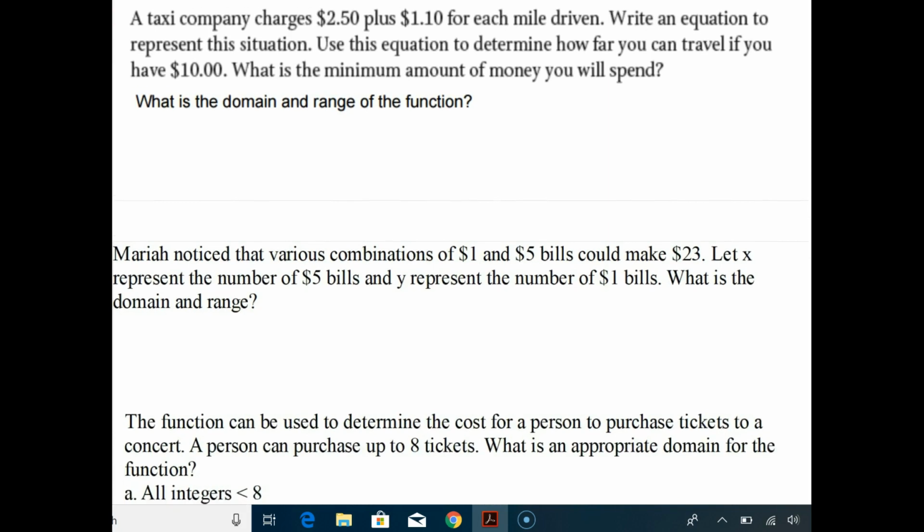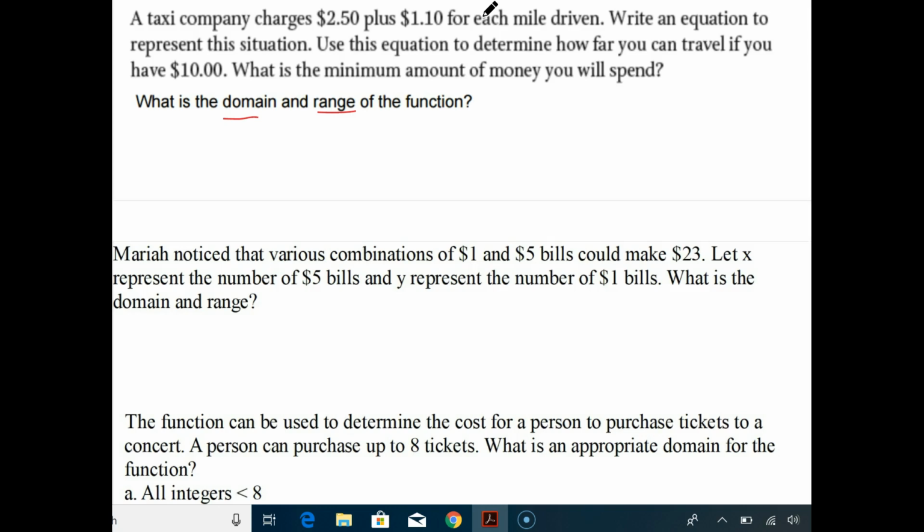A taxi company charges $2.50 plus $1.10 for each mile driven. Write an equation to represent the situation. Use this equation to determine how far you can travel if you have $10. What is the minimum amount of money you will spend? All right, so we're not going to get to the minimum amount stuff, but we're going to concentrate on the domain and the range. So a taxi company charges $2.50 plus $1.10 for each mile. Write an equation to represent the situation.